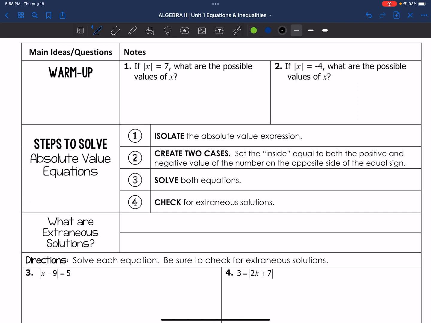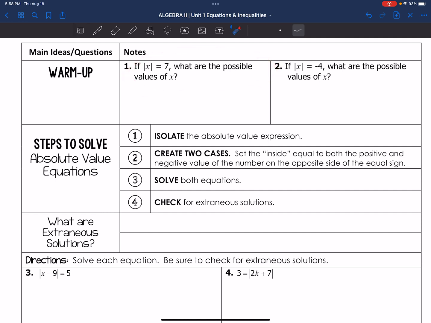We are continuing our discussion in this unit on equations and inequalities. And in this video, we are looking to solve absolute value equations. So I want to begin with a bit of a warm-up. Let's look at this first example here together.